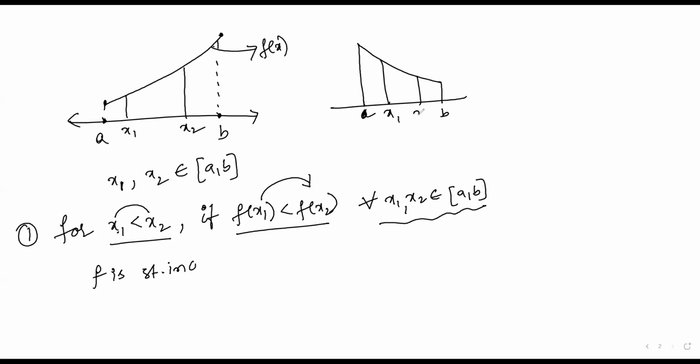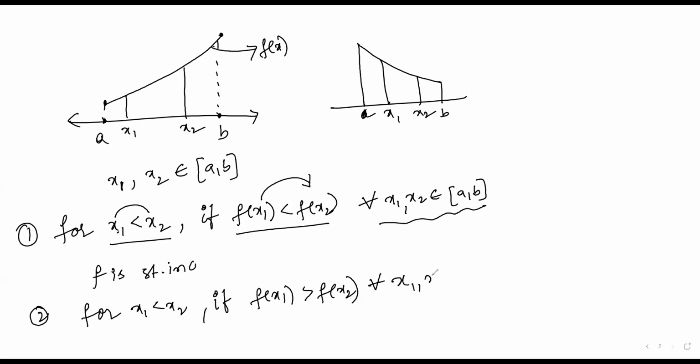Now this is x1 and this is x2. The second one is for x1 less than x2. That means as x is increasing, if f of x1 is greater than f of x2, for every x1, x2 belonging to the interval A to B, whatever you take, as x is increasing, f decreases.